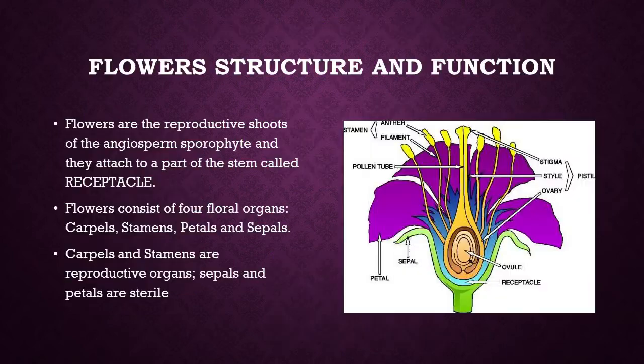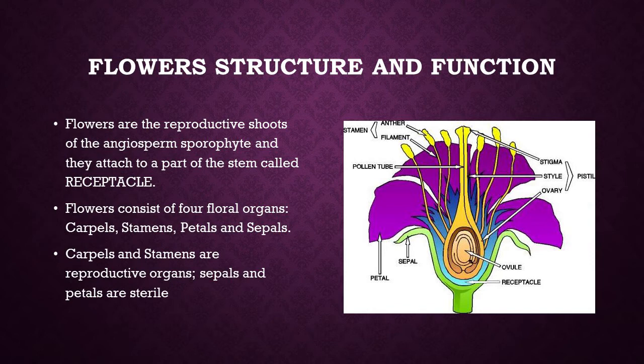So the next few slides focus on flowers, structure, and function. Flowers are the reproductive shoots of the angiosperm sporophyte, and they attach to the part of the stem called the receptacle. Flowers consist of 4 floral organs: carpels, stamens, petals, and sepals. Carpels and stamens are reproductive organs. Sepals and petals are sterile.